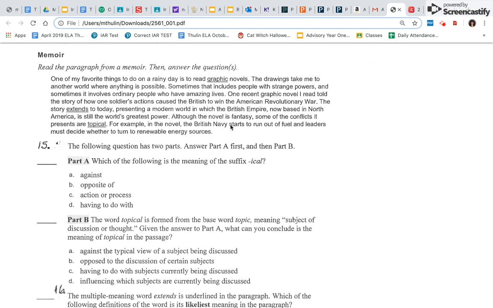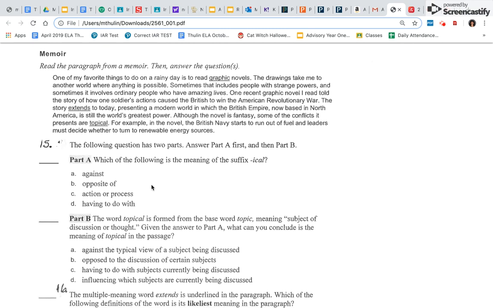Although the novel is fantasy, some of the conflicts it presents are topical. For example, in the novel, the British Navy starts to run out of fuel, and leaders must decide whether to turn to renewable energy sources.